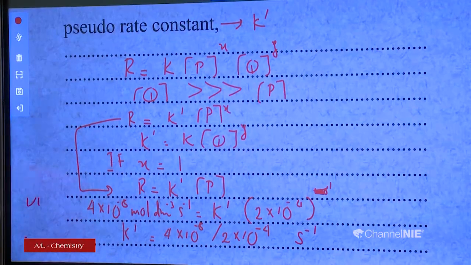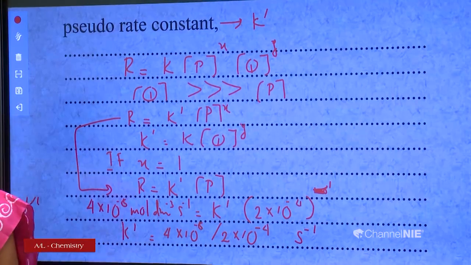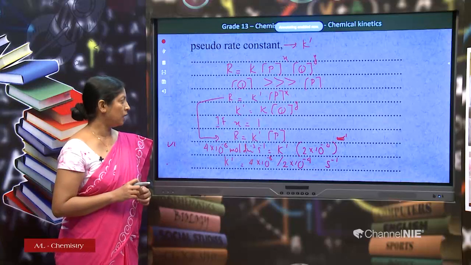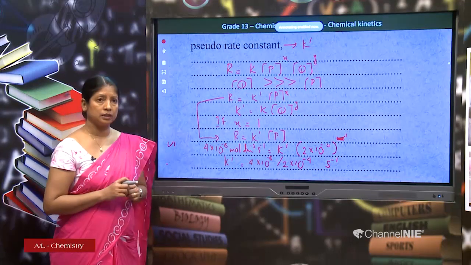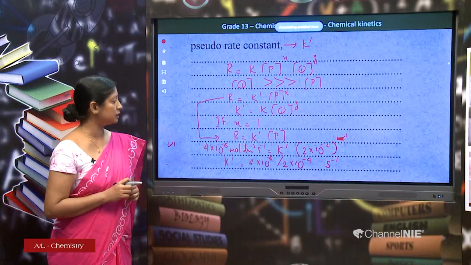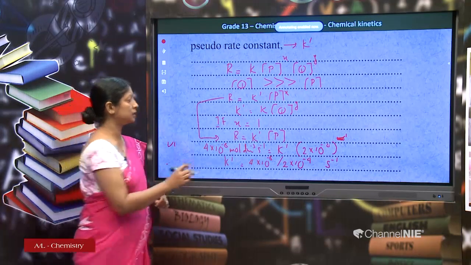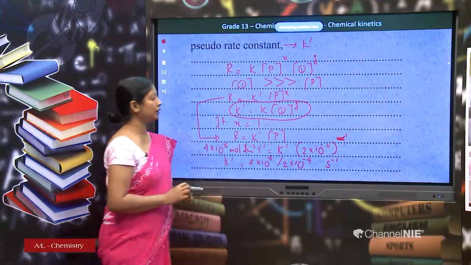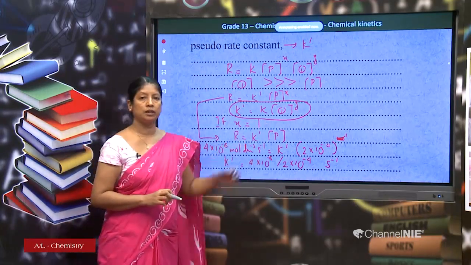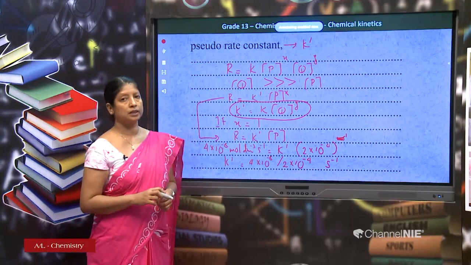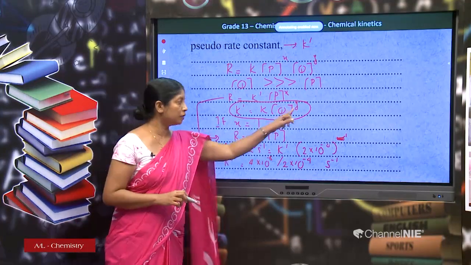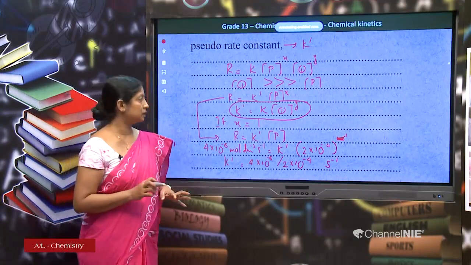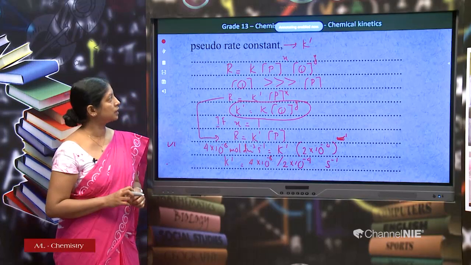To find out the exact rate constant, we should know the order with respect to Q. They have to give the order with respect to Q. And how do we find out the exact rate constant? We can use this relationship, where K is the exact rate constant. To find it, we should know the concentration of Q. Of course, the concentration of Q is given, but the order with respect to Q is not given. That is why we did not calculate the rate constant, but we calculated the pseudo rate constant.